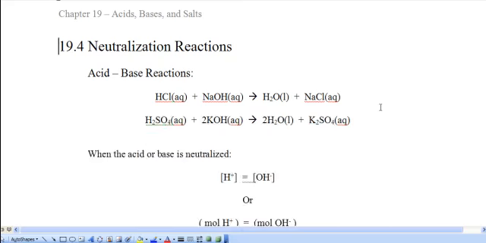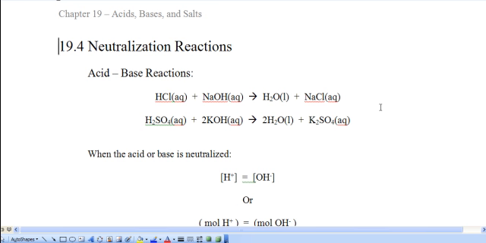And welcome to 19-4, where we're going to be dealing with neutralization reactions. In this section, we're going to try to determine an unknown concentration of either an acid or a base. And the basic idea is this. If you take a sample, say, of an acid, and you know how much acid you have, you can take a base of a known concentration, add it to that acid until it neutralizes it, and then be able to determine what the original concentration of that acid is.